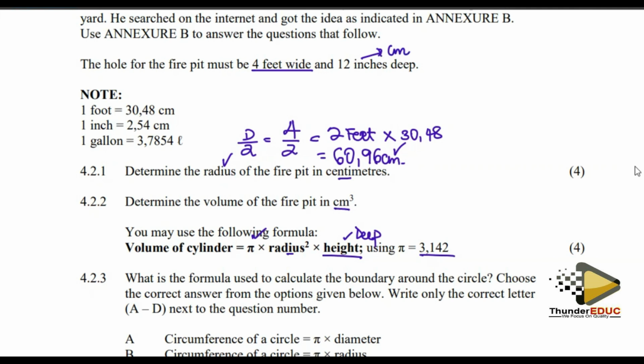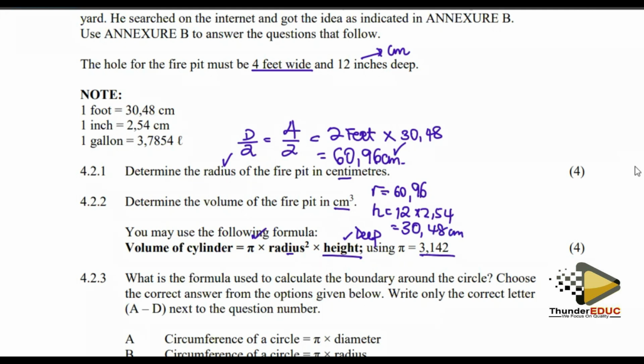So let's first do this. Radius, we've already seen it as 60,96. These are centimeters. The height is going to be 12 inches times 2,54. What am I doing? I'm changing the 12 inches to centimeters. I end up having 30,48. These are centimeters now. So I will go ahead and substitute into the formula.